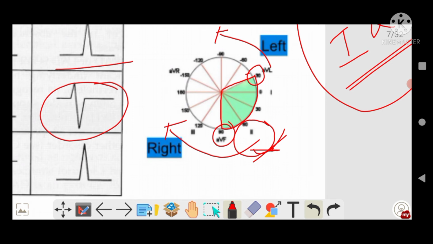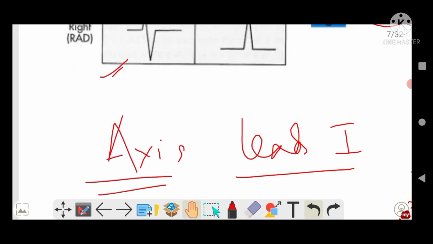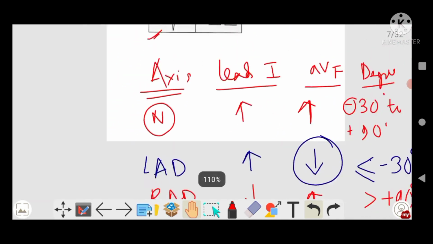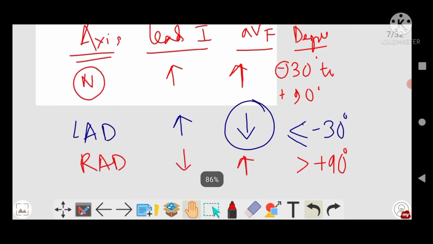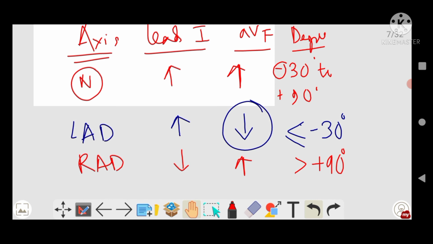I guess it is somewhere less than -30. Anyway, this is a brief about your cardiac axis. Just remember this point, which is important from the exam point of view: the axis, in which leads you will see changes, and the normal axis degrees.